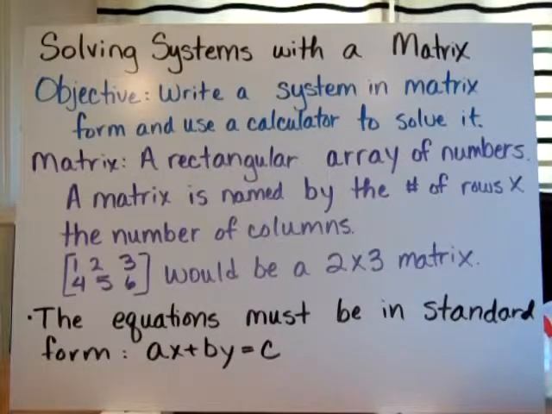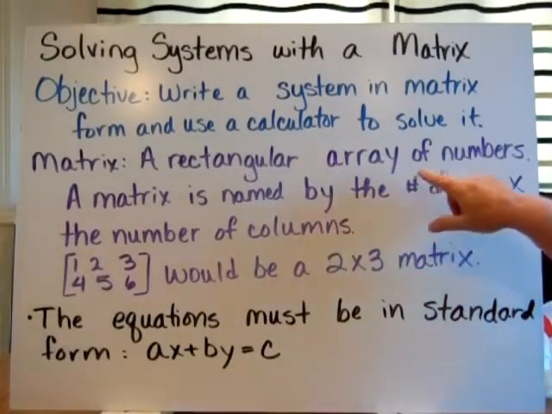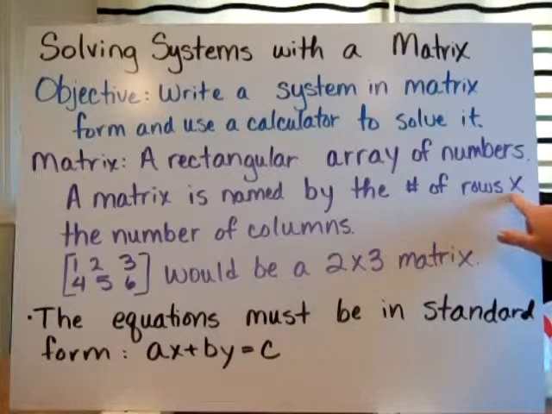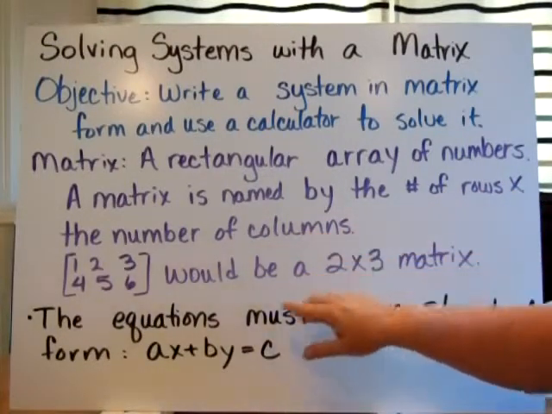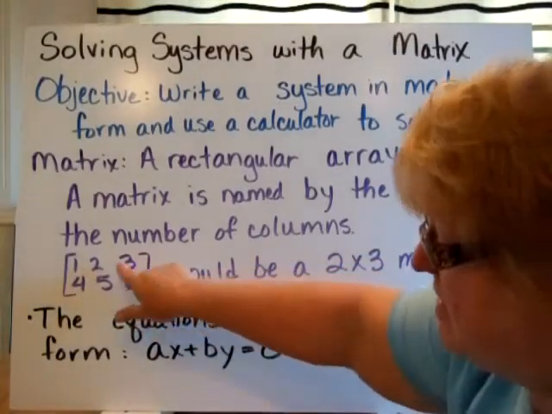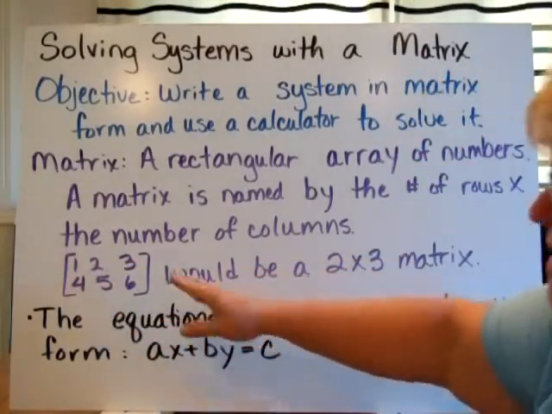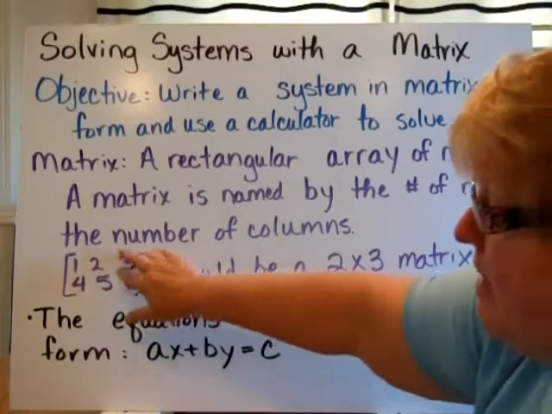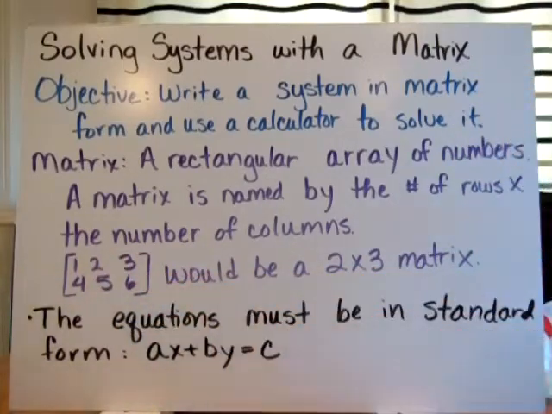Today we're looking at solving a system with a matrix, and the objective is to write a system in matrix form and then use a calculator to solve it. A matrix is a rectangular array of numbers, and it's named by the number of rows by, or times, the number of columns. So for example, this would be a 2 by 3 matrix because it has 2 rows and 3 columns. You have to know the dimensions of the matrix when you enter it into the calculator so that you tell it how many places to put for the numbers.